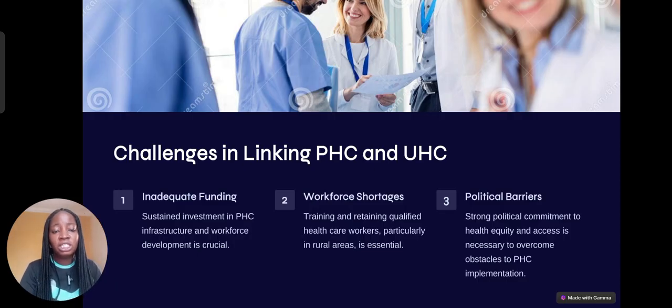There are workforce shortages, especially in our country, Nigeria, where we have the health workforce leaving the country. We have the doctors and nurses leaving the country, and if they are not there to help in achieving universal health coverage, then what are we doing? Where are we going? We are going backward, or are we going forward? Okay, so training and retaining all qualified healthcare workers is very important, especially in rural areas where they are needed. Then we have political barriers. Strong political commitment is needed, okay, to achieve health equity and access, which is necessary to overcome these obstacles of implementing primary health in our country.